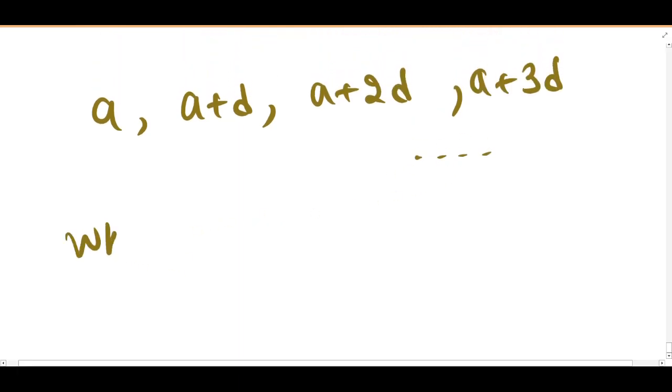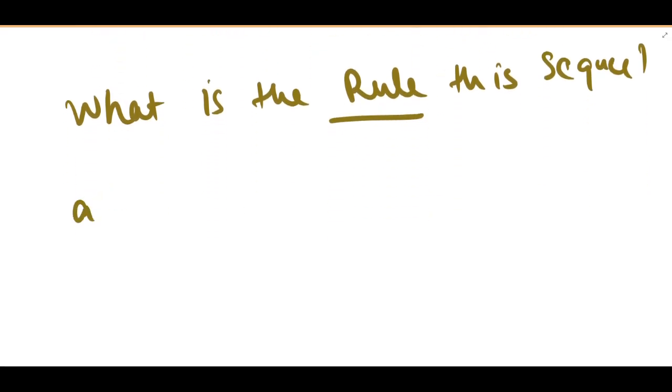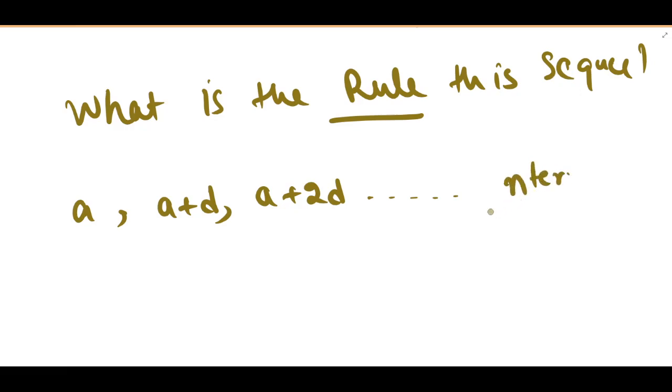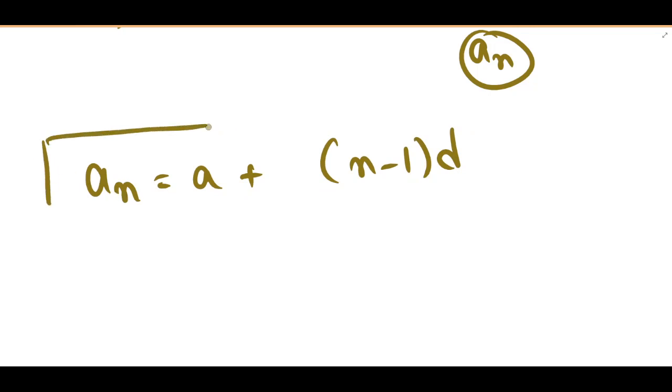So what is the nth term? What is the rule of this sequence? We have a, a plus d, a plus 2d, and so on up to n terms. So we have to find an. So an is equal to a plus n minus 1 d. So it is a general term.